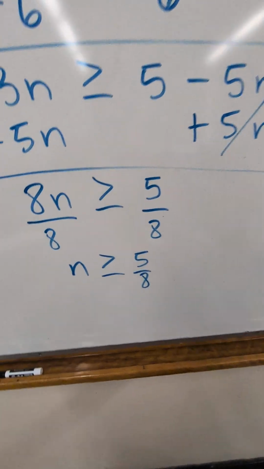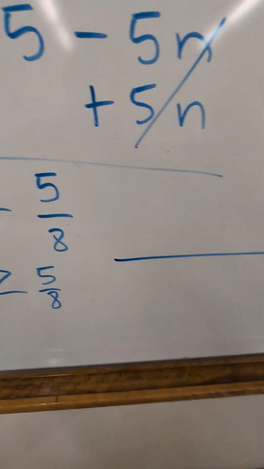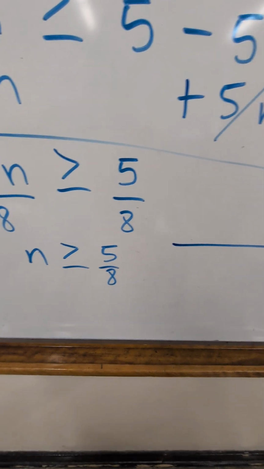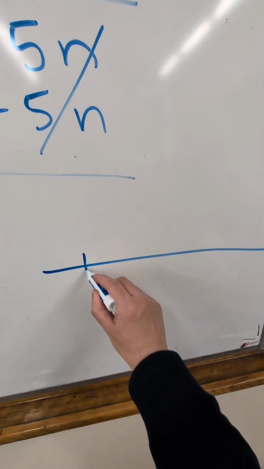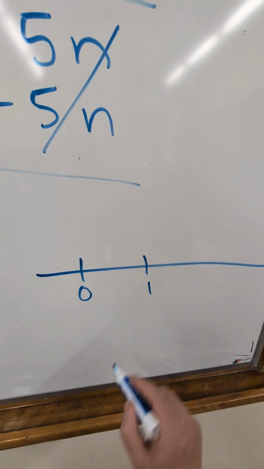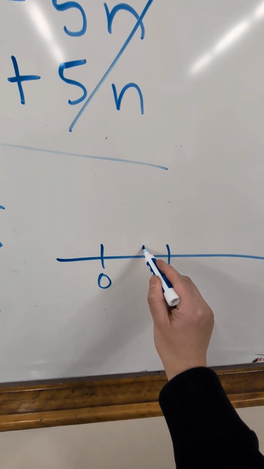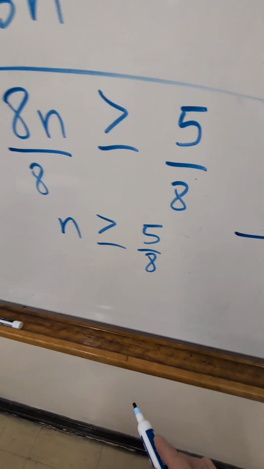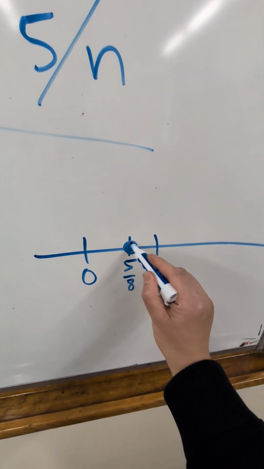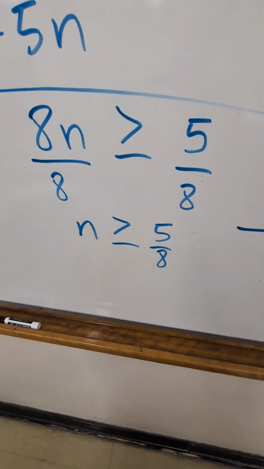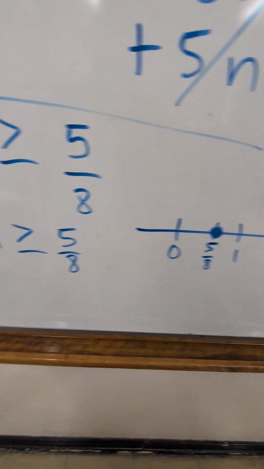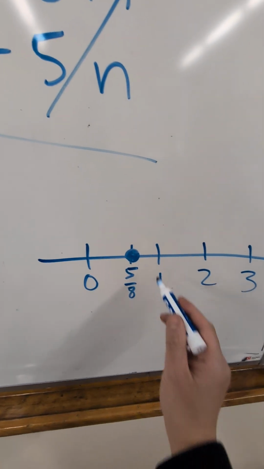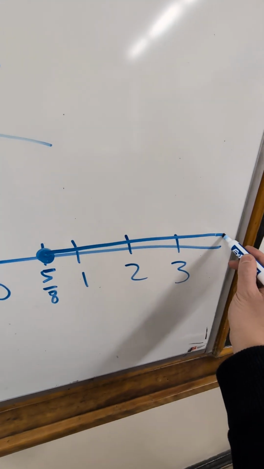If I want to graph this, I use my number line again. I'm looking at numbers greater than or equal to 5/8. Well, let's say I have 0 here, 1 here, 5/8 is about here. I'm including it, so I'm going to put a dot here, closed dot. I'm thinking of numbers greater than 5/8, so that's like 1, 2, 3, and so on. So it's all the numbers in this direction.